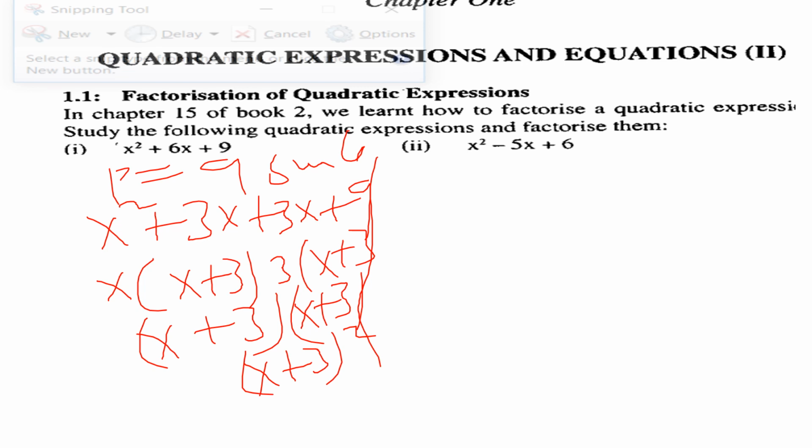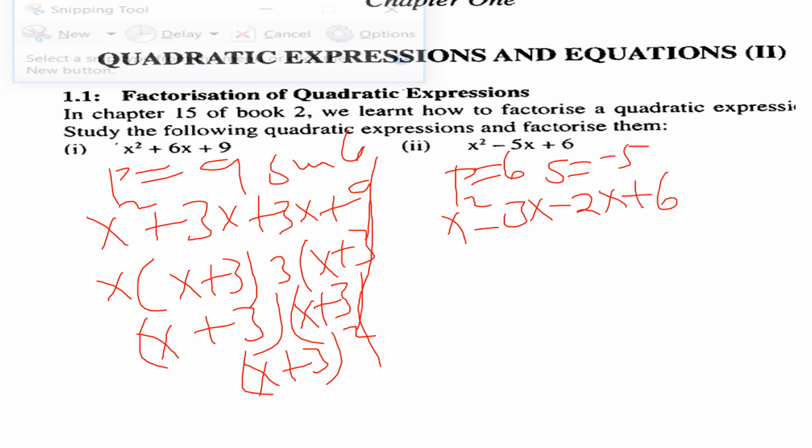For the other one, I'm going to have the product being 6, but here the sum is equal to negative 5, and the two factors for this are what? So I can have x squared, then minus 3x, and then also minus 2x, and then plus 6, like that.